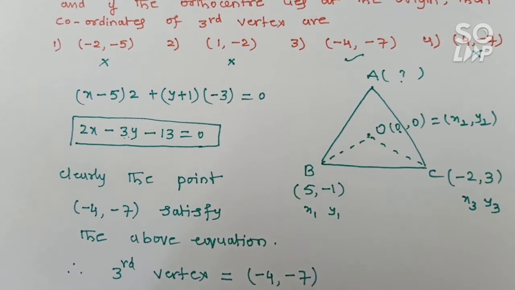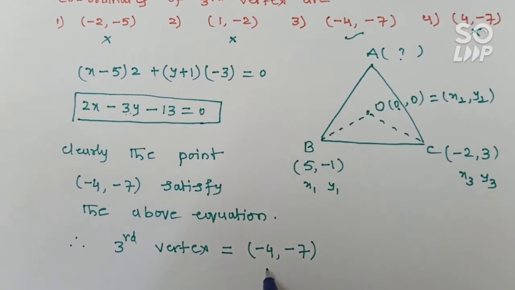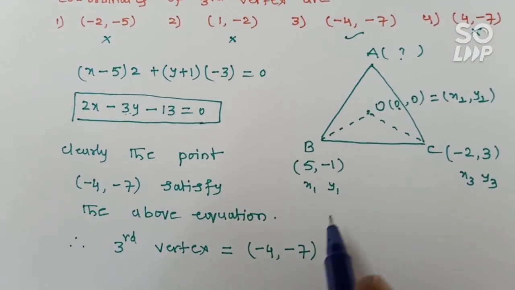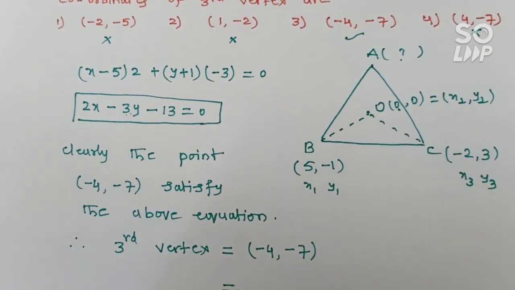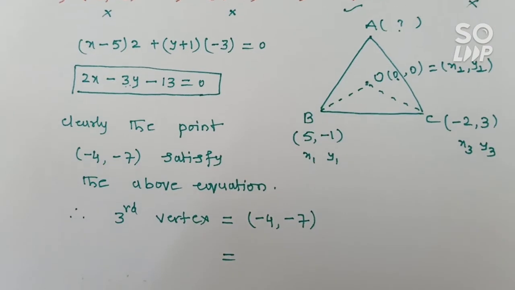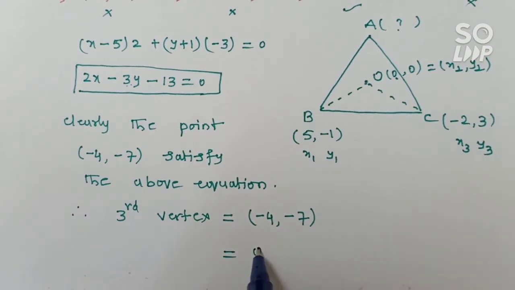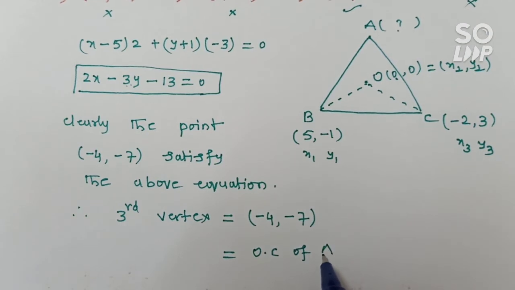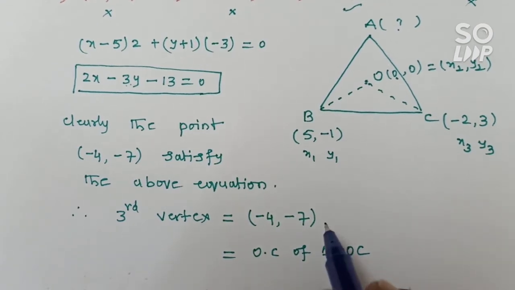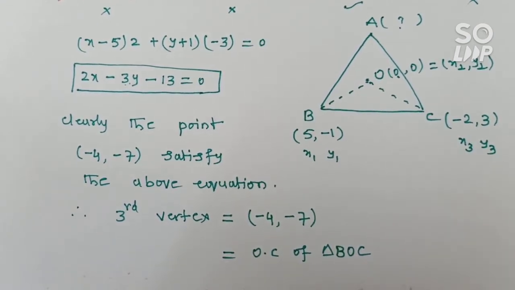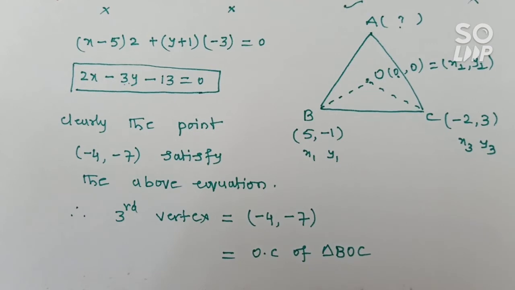So what does this point represent? This one will be equal to the orthocenter of triangle BOC, that is equal to, here you also mentioned, orthocenter of triangle BOC. So this one is the correct option. So this is also a very important model.